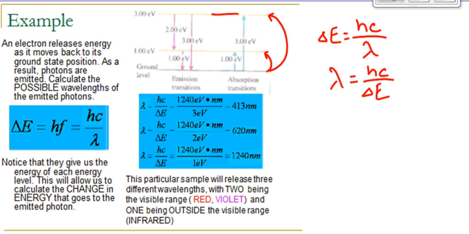The first way is to jump all the way down. Bam, lose 3 electron volts. And if you look at your equation here, that would be the energy you have to lose.